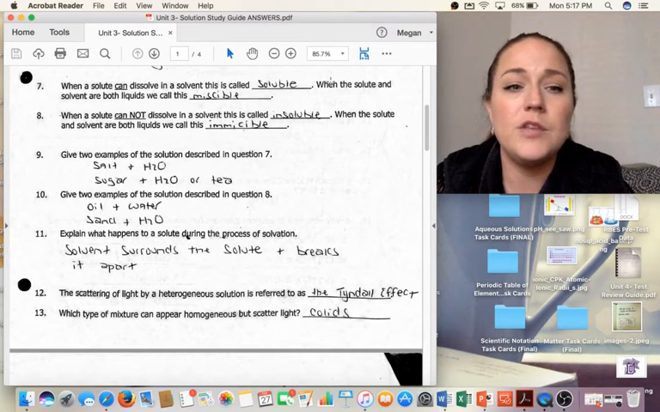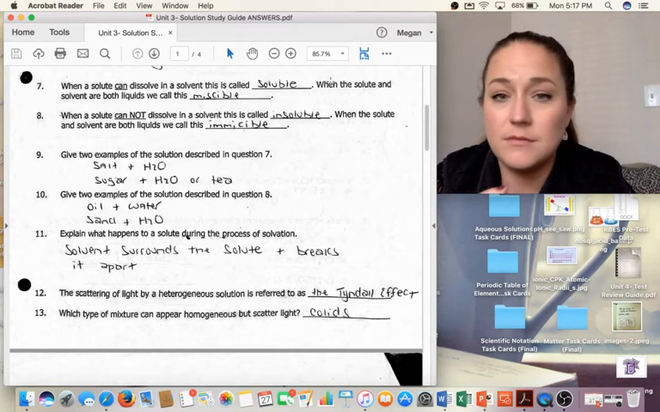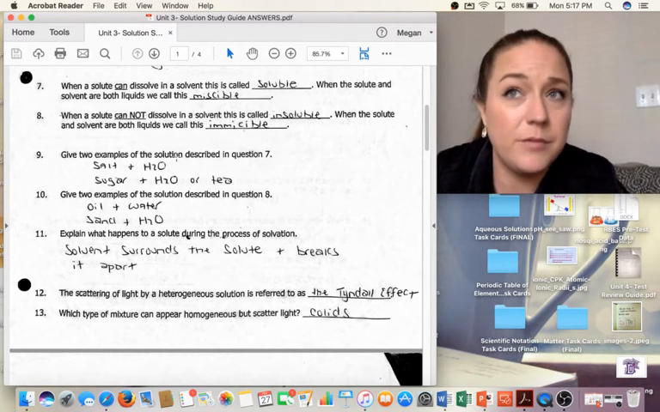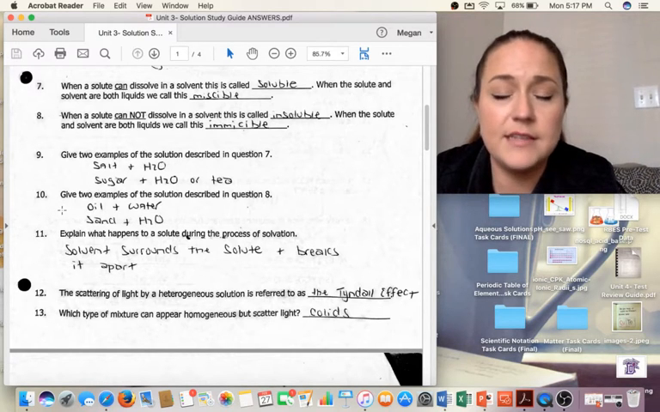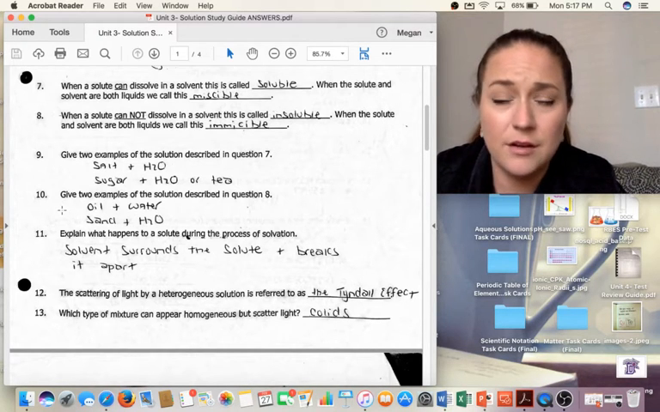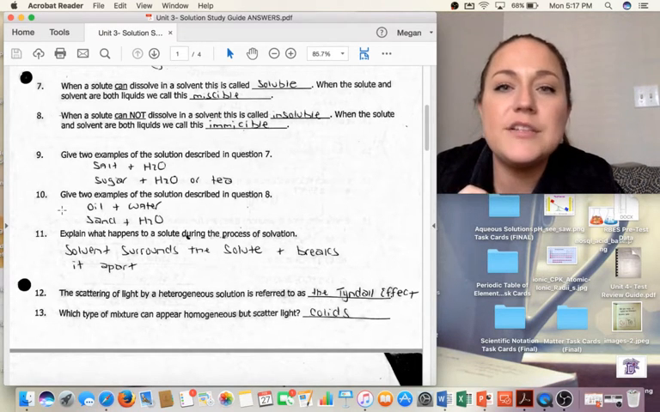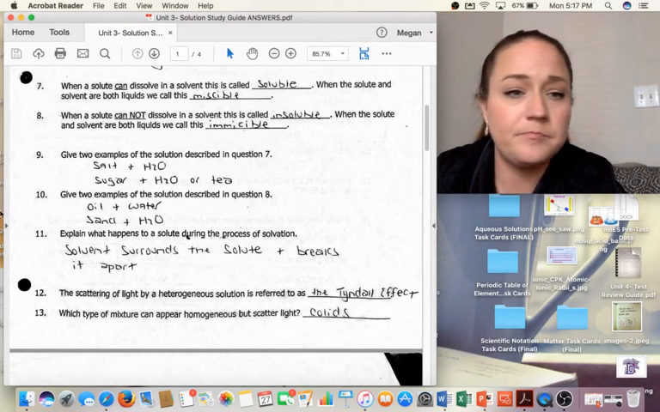Now, number 8, when you have a solute who cannot dissolve, this is being insoluble. They do not dissolve into each other. And we'll get into some examples here in a second. When the solute and the solvent are both liquids, such as oil and water, like we talk about in number 10, that is it being immiscible. They do not dissolve together. Yes, you can shake them up. Yes, they can make an amazing salad dressing, but they do not dissolve into each other. They stay separated.